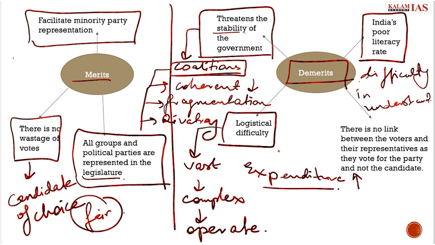And then we have seen that the voters vote for the party and not for the candidate. So there is no link established between the voters and their representatives. So representatives are not very sensitive to the needs and aspirations of the voters. Okay, so this was about proportional representation.